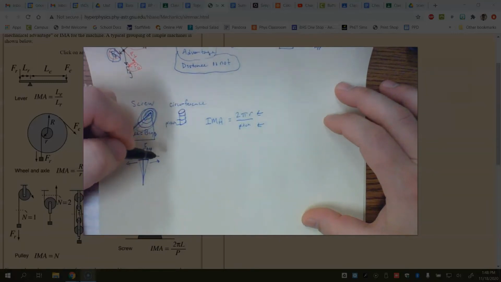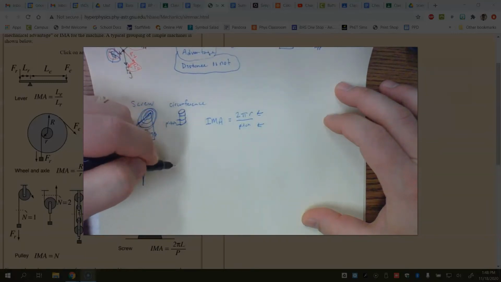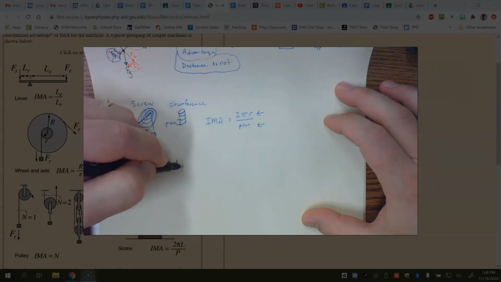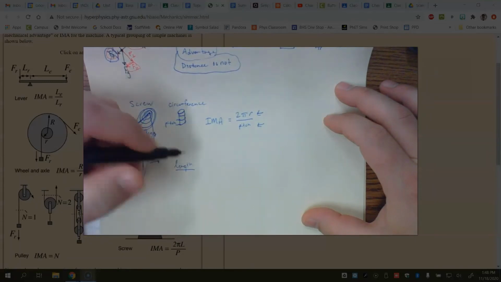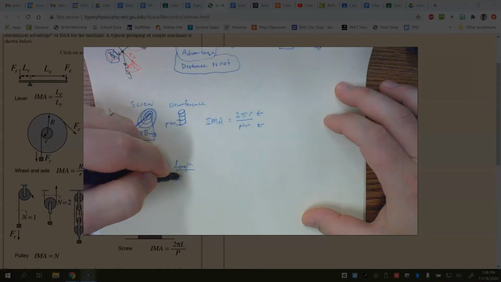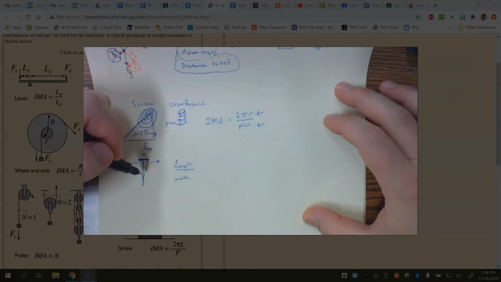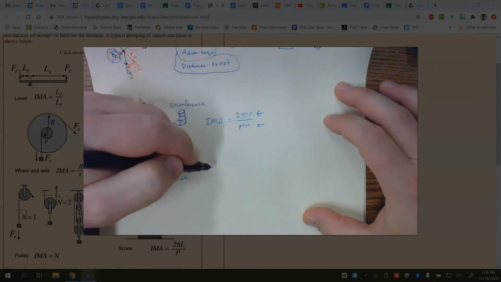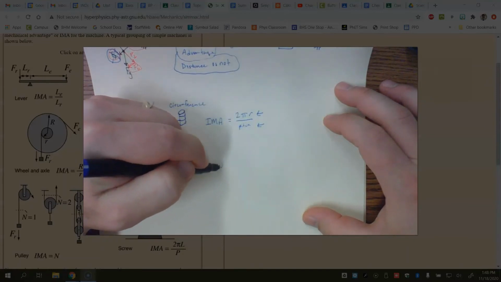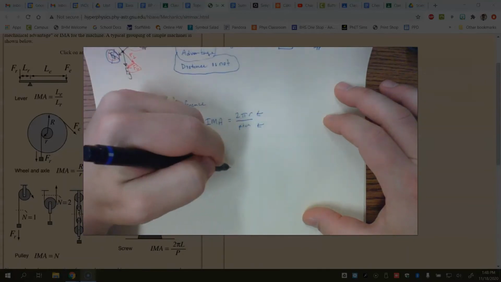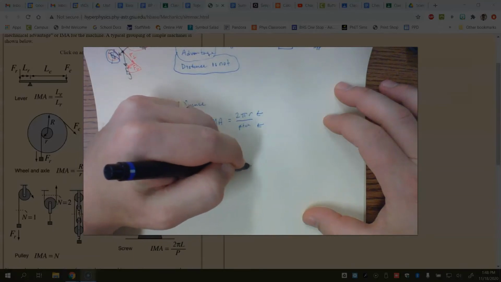So we usually look at it in terms of the length of the wedge over the width of the wedge. Okay? And that's going to give us our IMA that'll be bigger than 1 again, so that we are at an advantage of force.